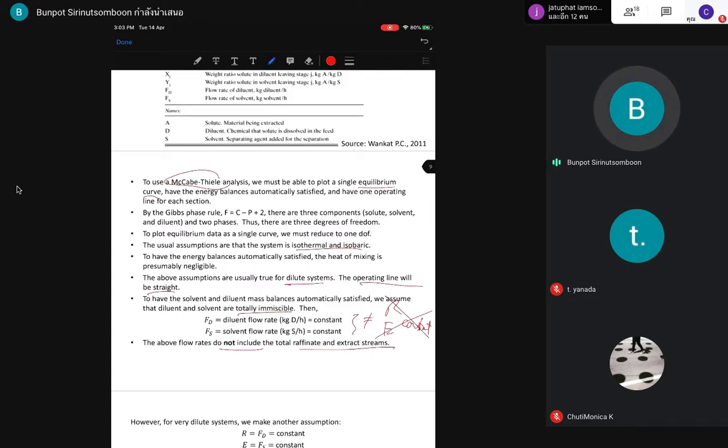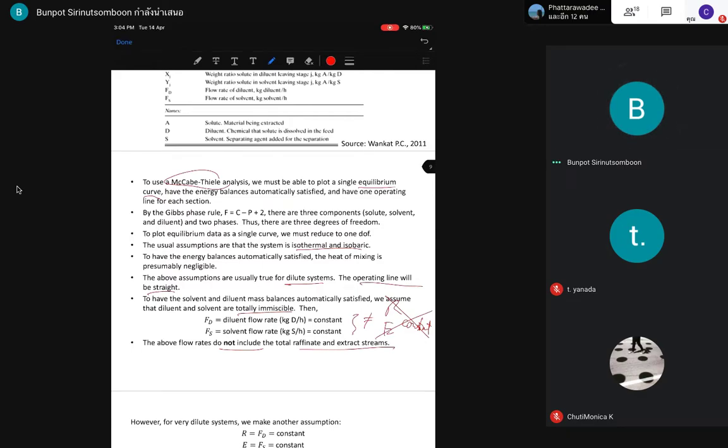R and E don't have to be constant, even though D and S are constant, because the raffinate does not contain only the diluent, it also contains the solute, and the extract doesn't contain only the solvent, it also contains the solute. So if there's a mass transfer of solute from raffinate to extract, then the total raffinate and extract streams don't have to be constant. So R and E don't have to be constant.